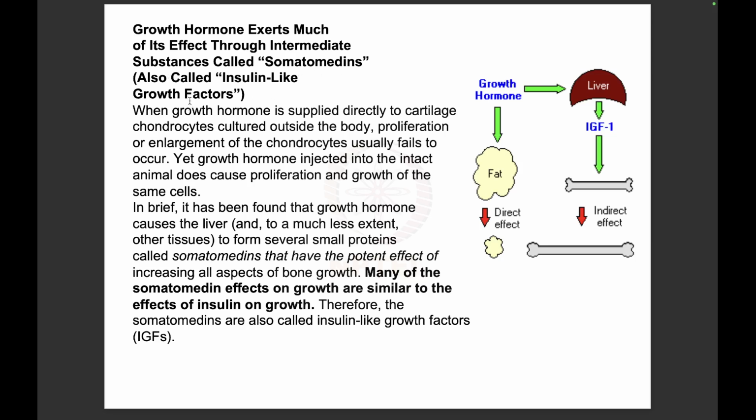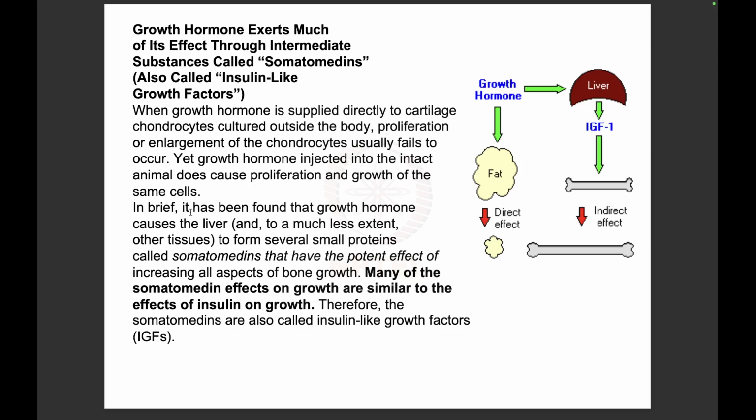also called insulin-like growth factors. We know that growth hormone acts on the liver and releases insulin-like growth factor 1. When growth hormone is supplied directly to cartilage chondrocytes cultured outside the body, proliferation or enlargement of the chondrocytes usually fails to occur. Yet growth hormone injected into the intact animal does cause proliferation and growth of the same cells.